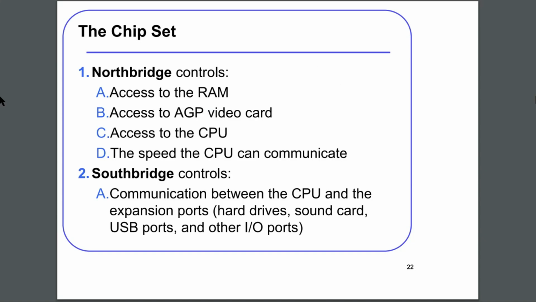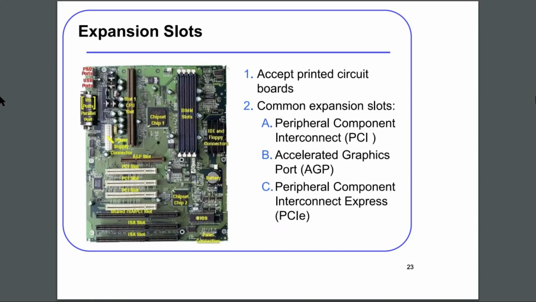The north bridge controls access to the RAM, access to the AGP video card, access to the CPU, and the speed at which the CPU can communicate. The south bridge controls communication between the CPU and expansion ports, hard drive, sound card, USB ports and other input-output ports. Let's move to the next component. The component is expansion slots.